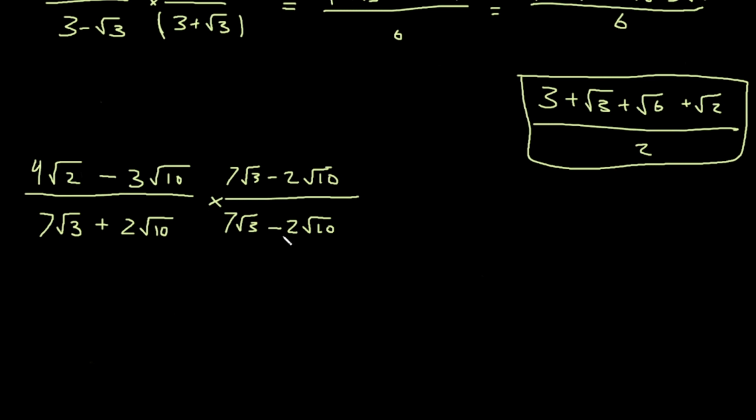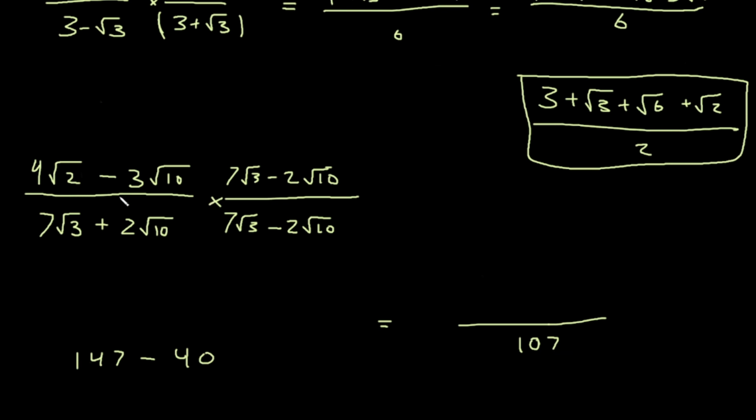Once again, we know this is a difference of squares, so we can just simplify it by saying it's 7 root 3 squared minus 2 root 10 squared, and that would be 49 times 3, so we just use our calculator if we need help with that. So we have 147 subtracted by 4 times 10, 40, which means our denominator will be over 107.